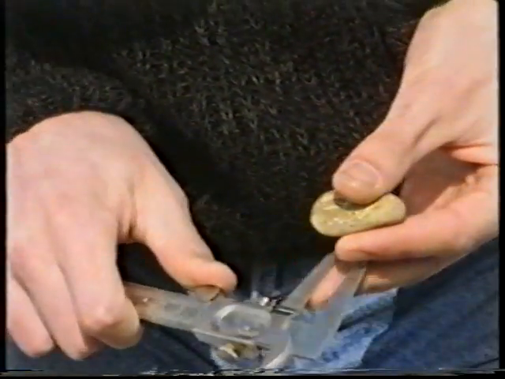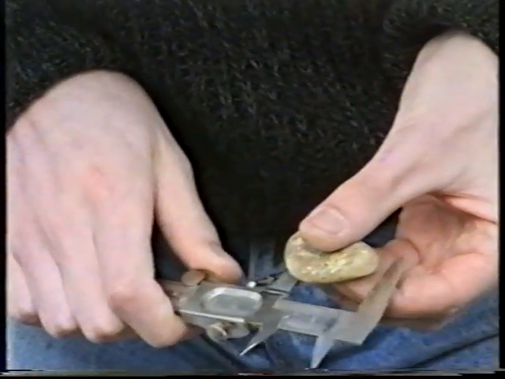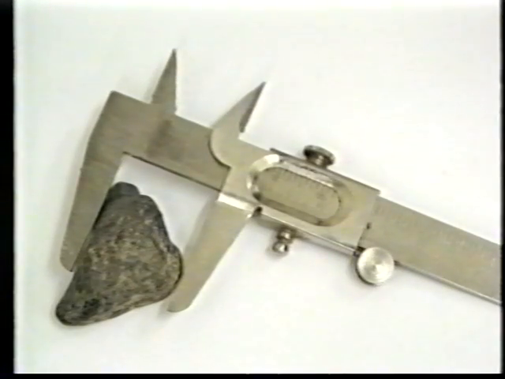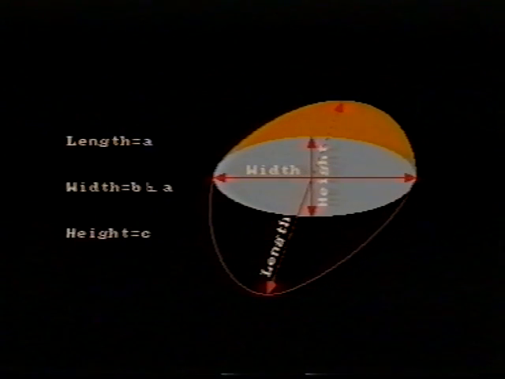Pick up the largest pebble that you can find and measure its width, or B-axis. This diagram explains what is meant by that. The B-axis is at right angles to the length. Don't get confused between width and height. The width is the larger of these two measurements.